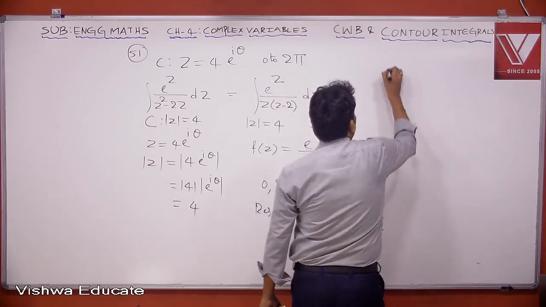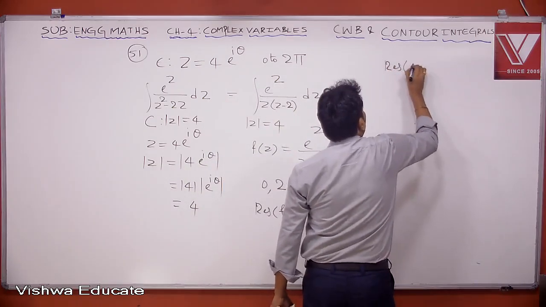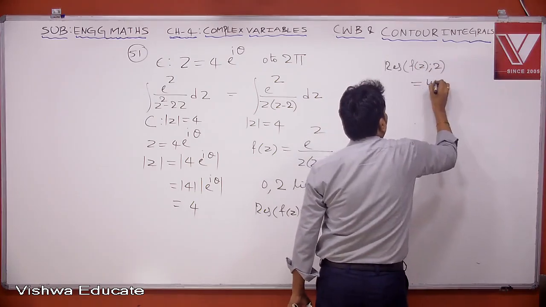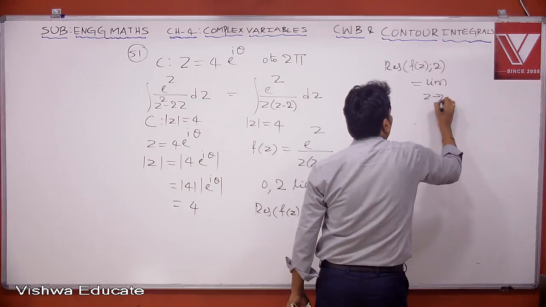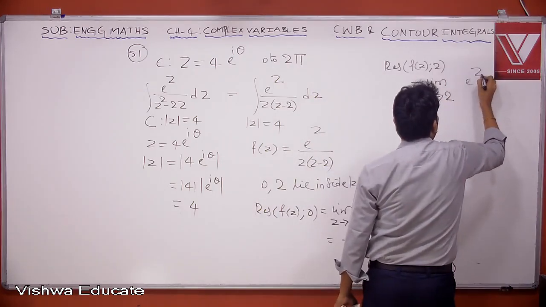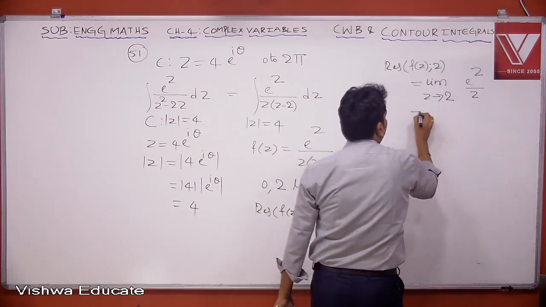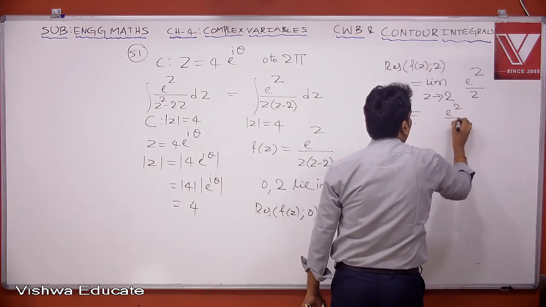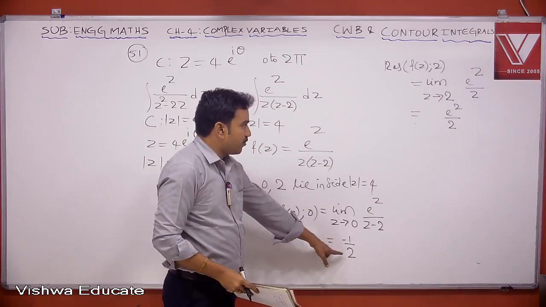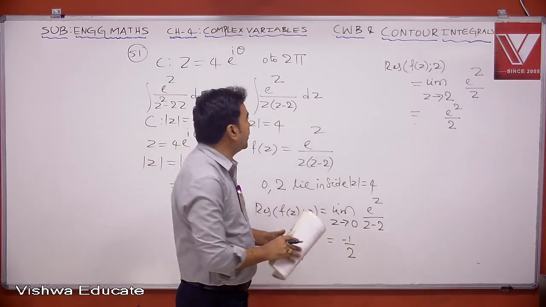Now the residue of this function at the second pole, that is 2. So this is given by limit z tends to 2. Anyhow, this z minus 2 will be cancelled. I am not writing this e power z by z. So this is e power 2 by 2, that is e square by 2. So the first residue is minus 1 by 2, the second residue is e square by 2.